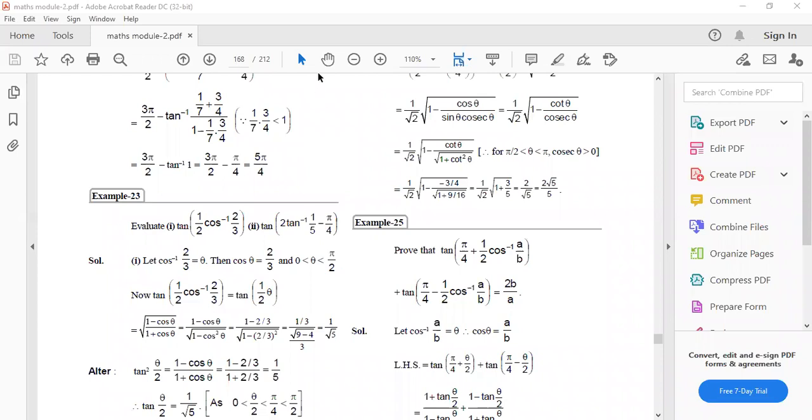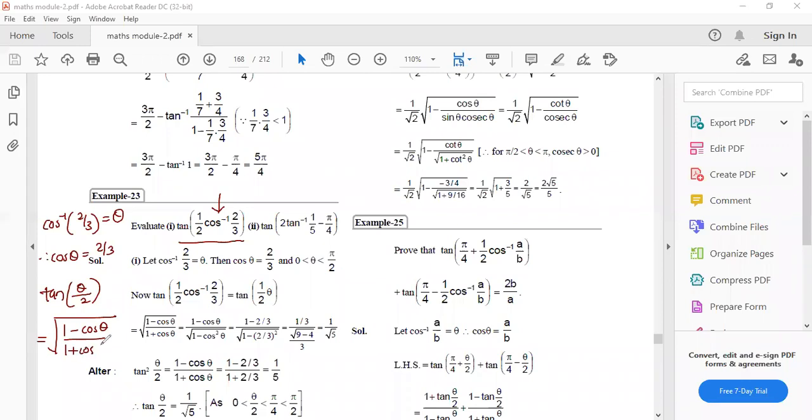Look at this example. Tan of 1/2 cos inverse 2 by 3. The same kind of example we had solved yesterday. We had called this cos inverse 2 by 3 as theta. So therefore cos theta will be 2 by 3, and the expression will be tan of theta by 2. Do you all agree? And according to the formula, tan of theta by 2 is under root 1 minus cos theta upon 1 plus cos theta. We had learned this as well yesterday.